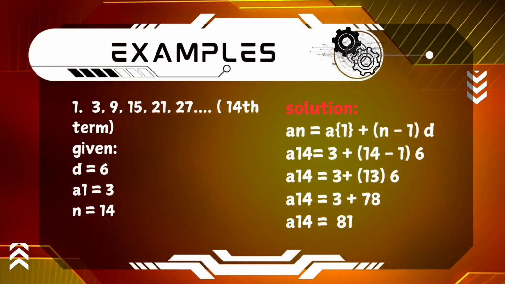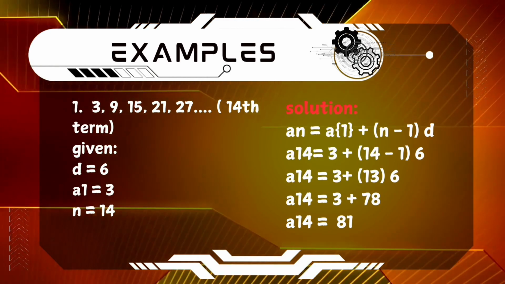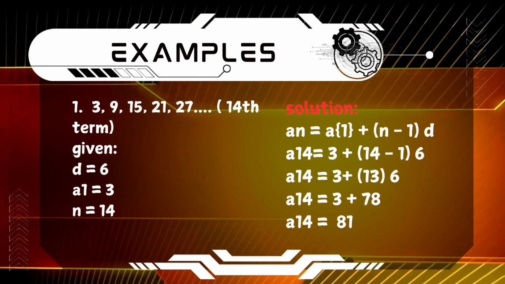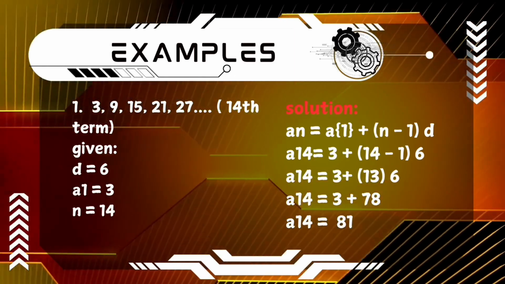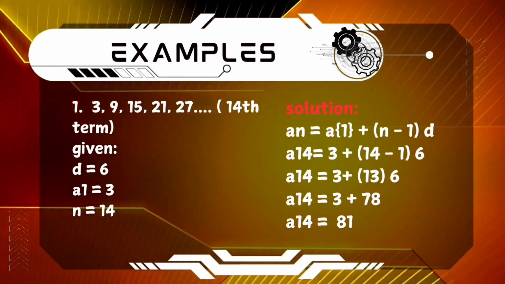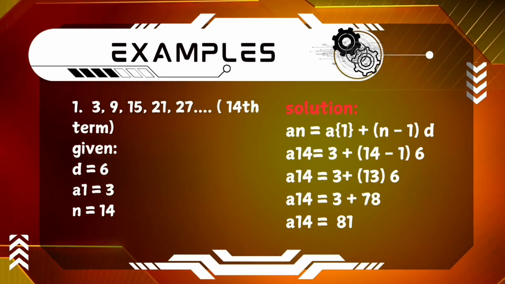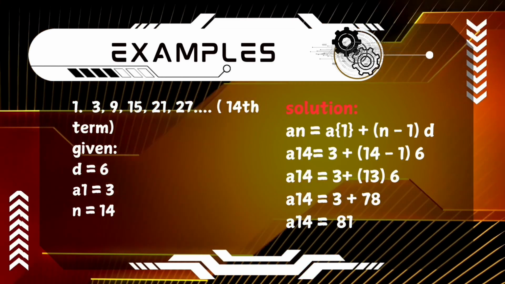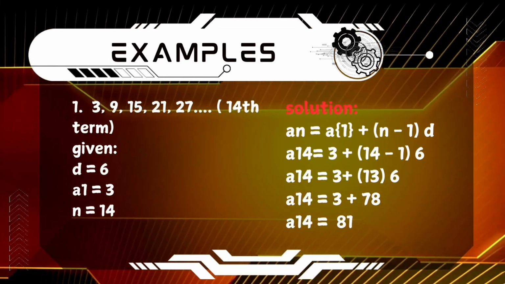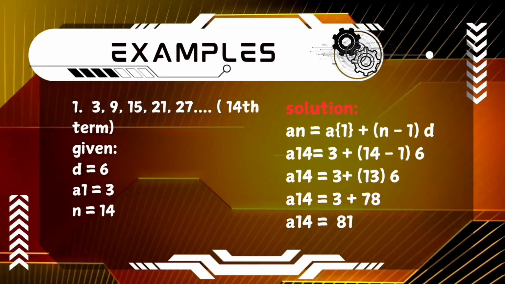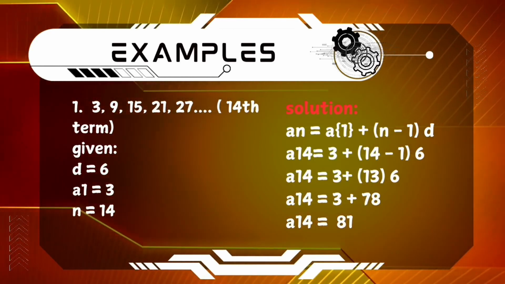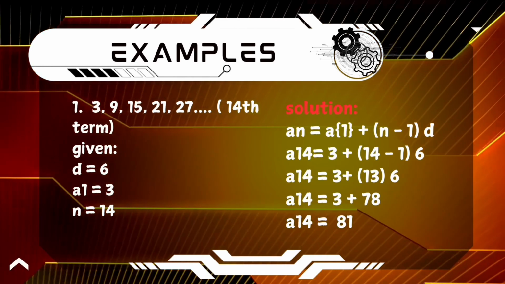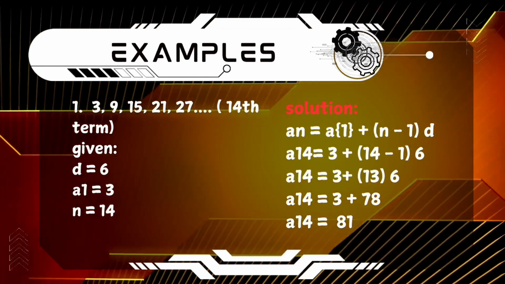We have here some examples of arithmetic sequences. In example number 1, we have the sequence 3, 9, 15, 21, 27, and so on. Our problem here is to find the 14th term. From the given, we have the common difference, which is 6, our first term, which is 3, and the number of terms, which is 14. In our solution, we'll go back to the formula, which is a sub n equals a sub 1 plus n minus 1 times d.